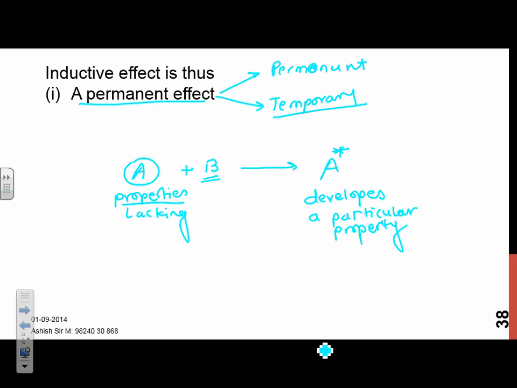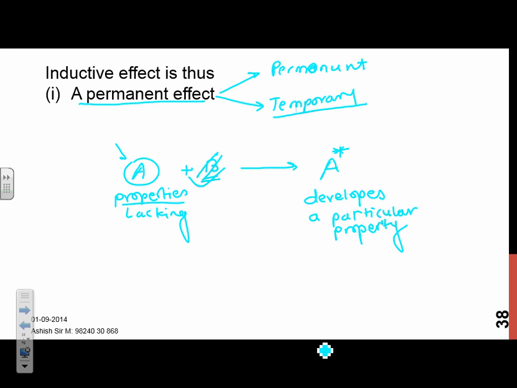So what are we understanding over here? If B is absent, there is no property. If B is present, it develops certain property. So this property is not permanent. It is because of the presence of B that A develops certain property. This is called temporary property.